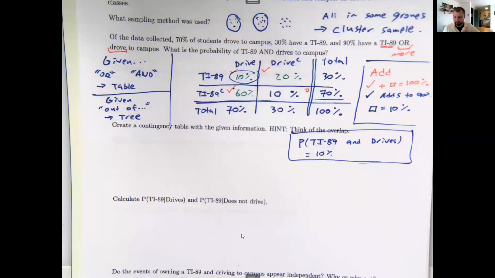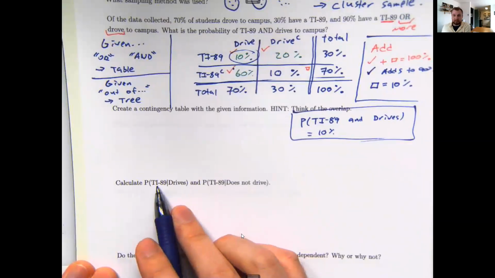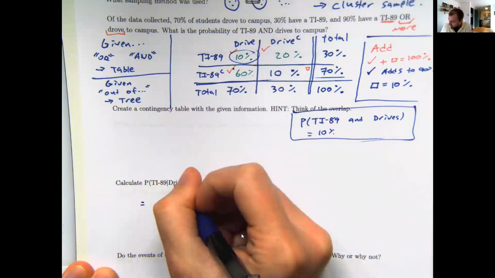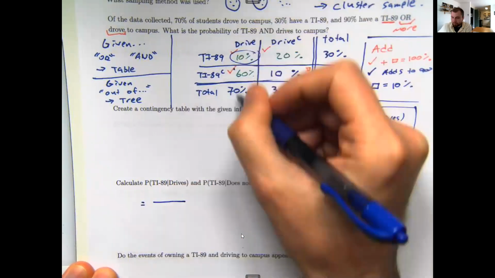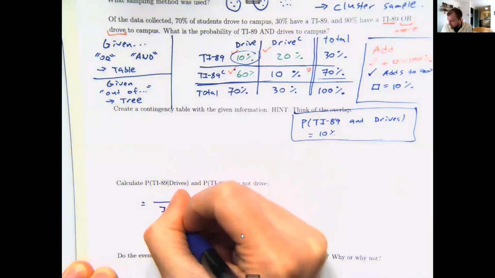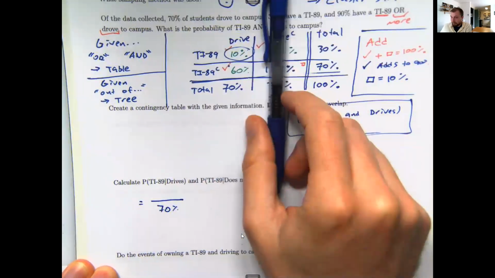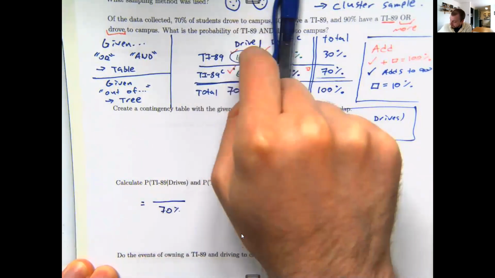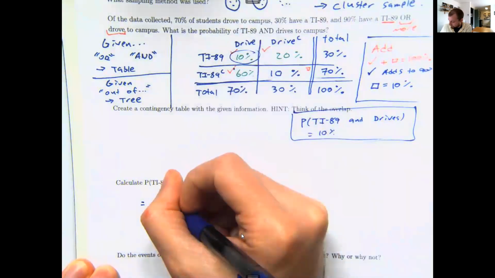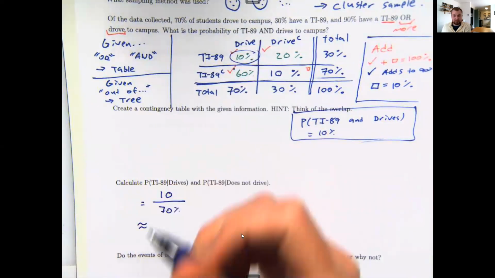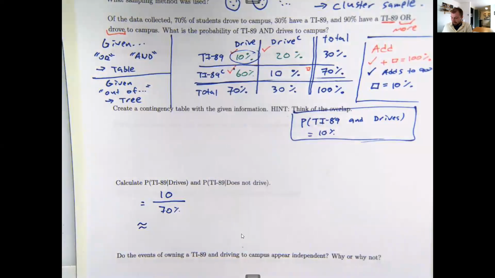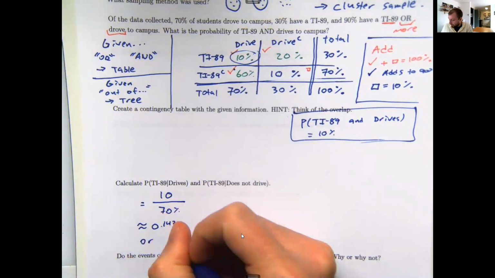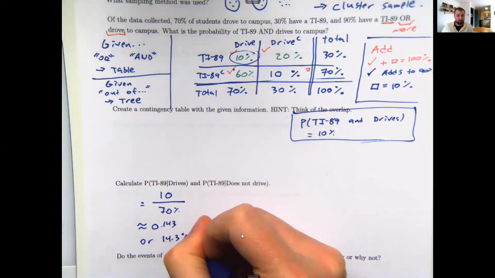Okay, so looking at this table some more, I've got the probability of TI-89 assuming they drive. So in the table, this is out of, or divided by, the group that drives. So it's out of that 70%. If I only look at that first column, the amount of TI-89 that's inside of drive is 10 out of the 70. As a decimal, 10 out of 70 is 0.143, or 14.3% or so.